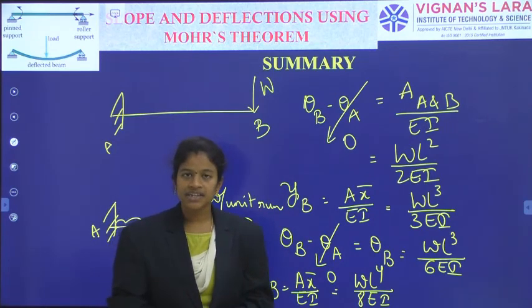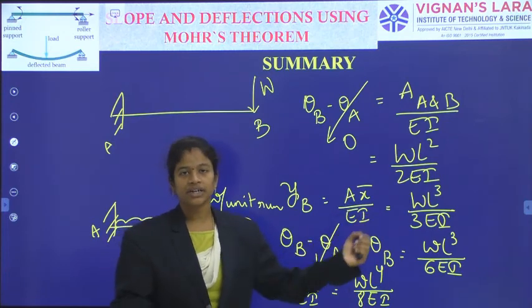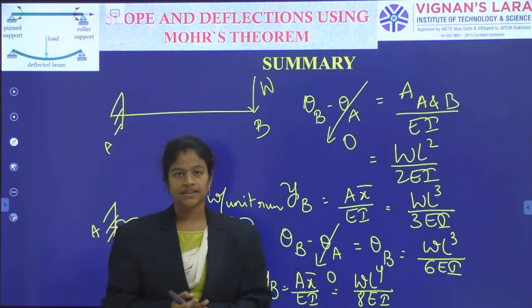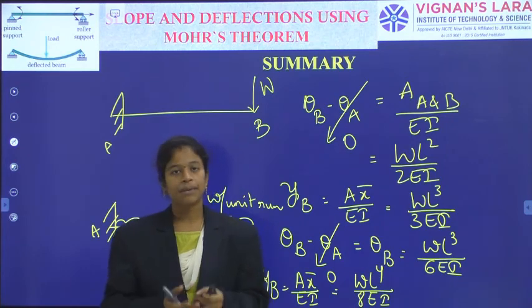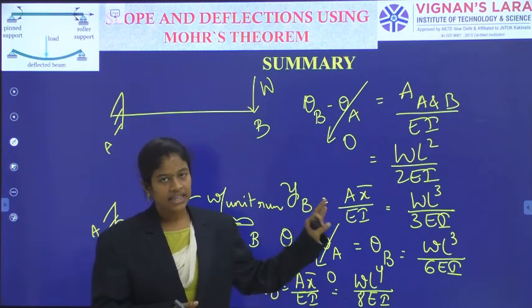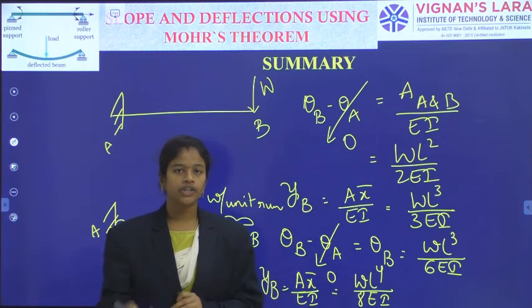When you see the numericals, you can have the corresponding numerical values and you will solve for the slopes and deflections using double integration. For the moment area method, they will give such types of conditions only, and not go with many numericals.